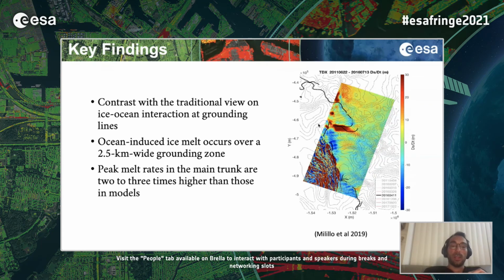Also, we do find melt rates at the grounding line that are 2 to 3 times higher than those of the models. Specifically, models do not predict melting at the grounding line.